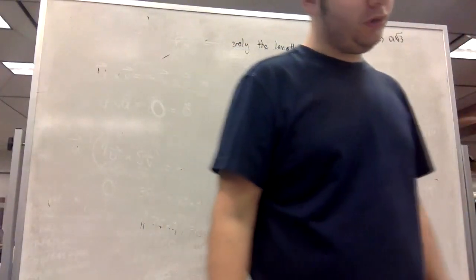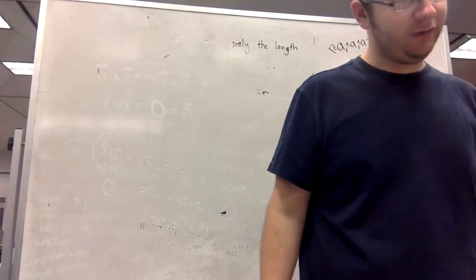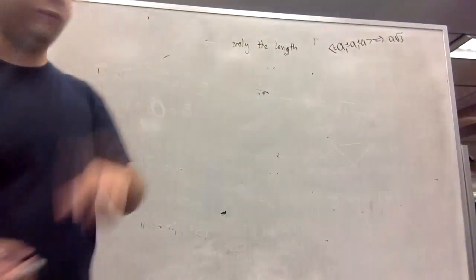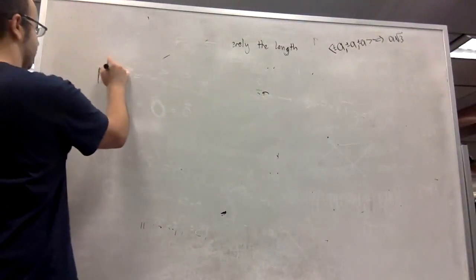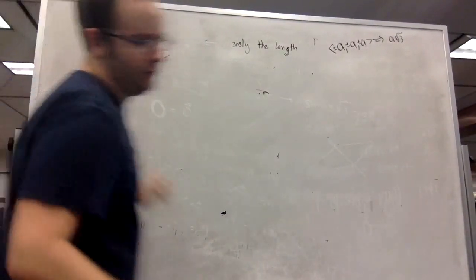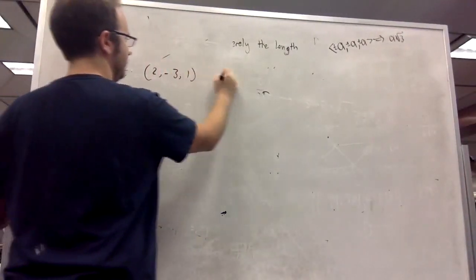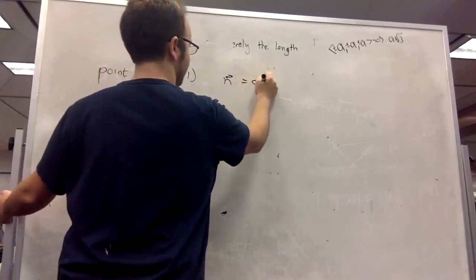Find the plane that passes through the point 2, -3, 1, and is normal to the vector 5, 7, -2. Let's figure out how to make an equation of a plane given a point and its normal vector. So the point it passes through was what again? 2, -3, 1. What was the normal vector? 5, 7, -2.